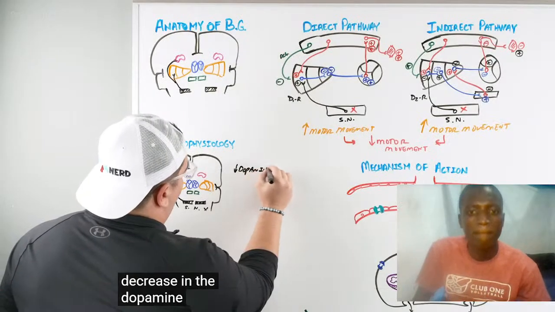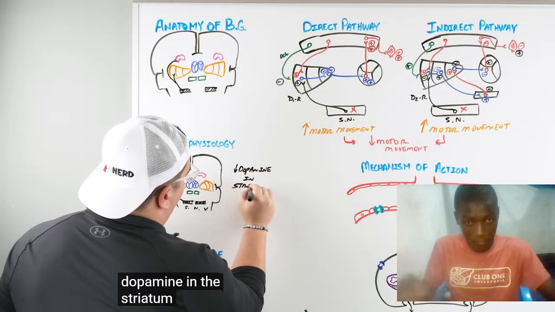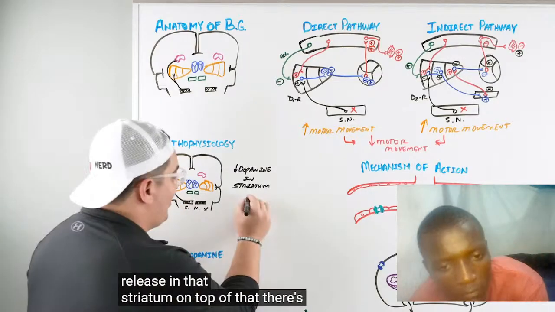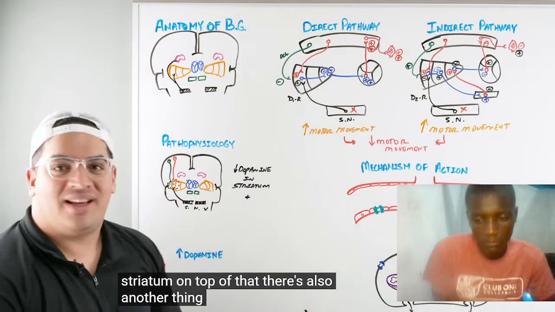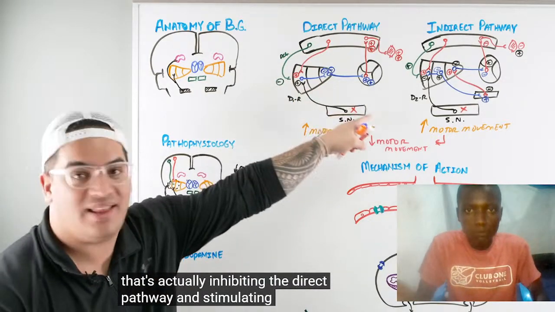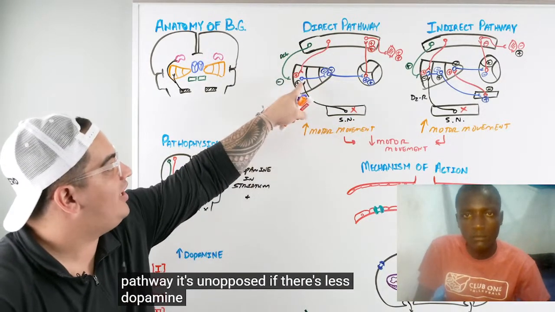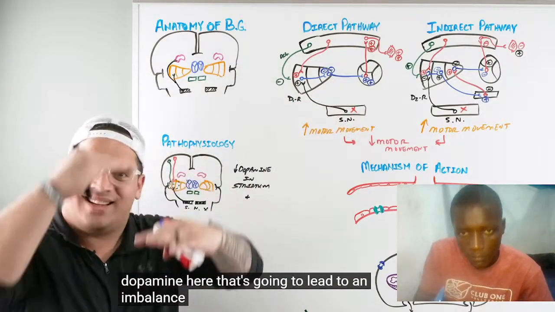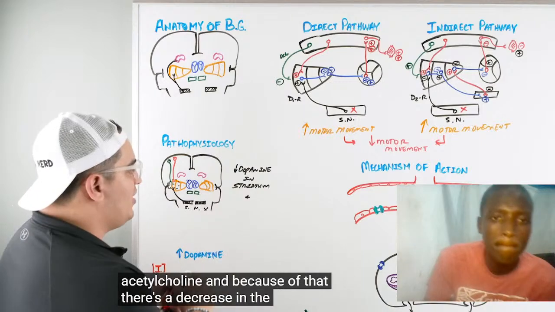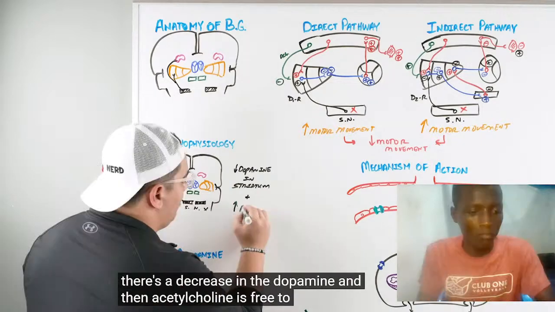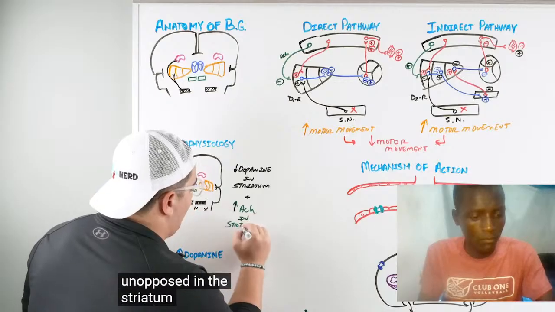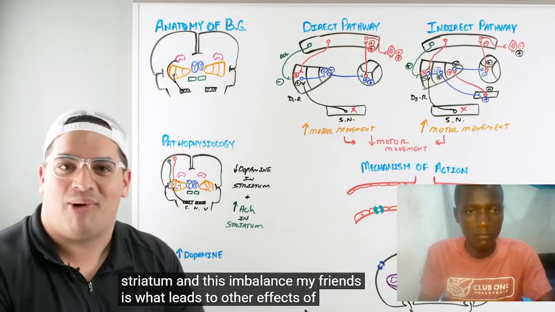in the dopamine in the striatum. There's not enough dopamine release in that striatum. On top of that, there's also another thing. Because there is acetylcholine that's actually inhibiting the direct pathway and stimulating the indirect pathway, it's unopposed. If there's less dopamine here, that's going to lead to an imbalance between the dopamine and the acetylcholine. And because of that, there's a decrease in the dopamine, and then acetylcholine is free to be at higher levels, unopposed in the striatum. And this imbalance, my friends, is what leads to other effects of Parkinson's disease.